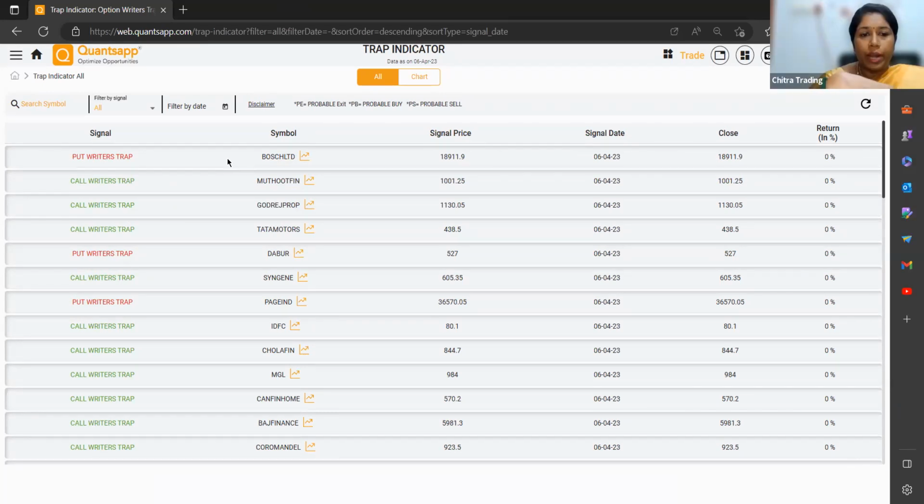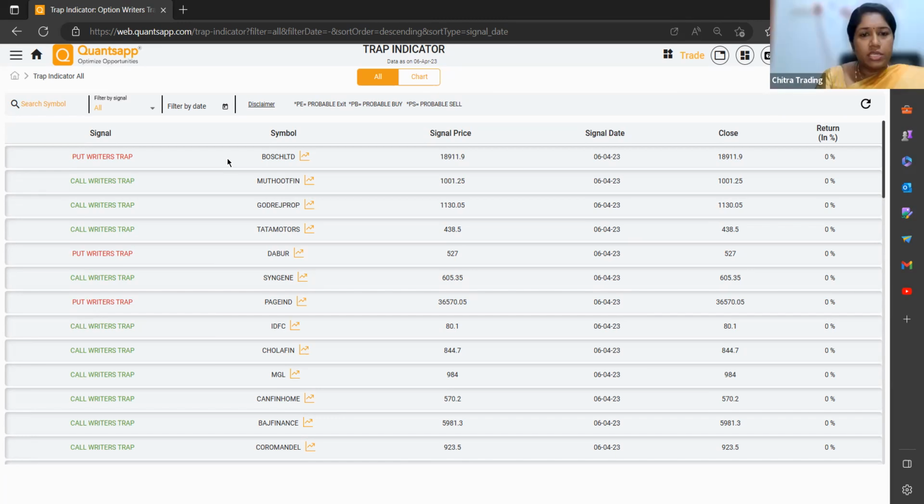Call writers got trapped for Muthoot Finance because the market is bullish. The stock might have shown a movement, and call option sellers were skeptical about the move, so they started unwinding the position and they probably shifted to the higher call option, or probably they exited it.